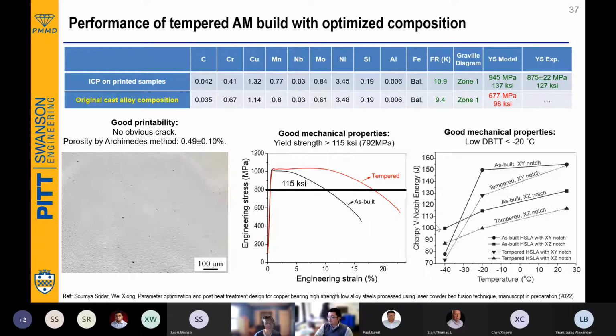And of course, for HSLA used in the Navy, it's very important to evaluate, as it is a BCC-type steel, and therefore the DBTT value is critically important. So DBTT is overall lower than negative 20 degrees C. So we think this design is rather successful.